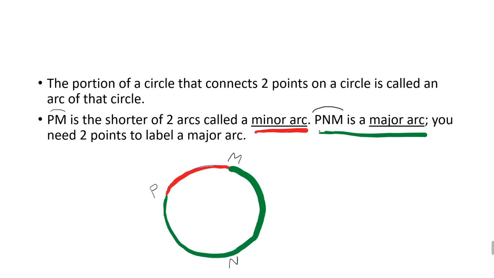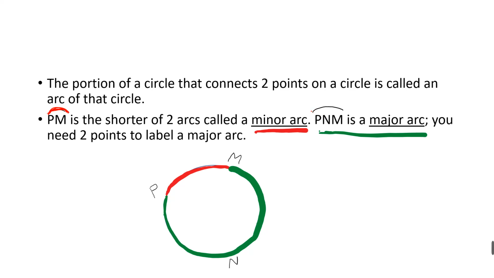All right, now we're going to talk about arcs. The portion of a circle that connects 2 points on a circle is called an arc of that circle. Arc PM, if you see, I have a nice little curved line over PM. Arc PM is the shorter of 2 arcs, and we call that a minor arc.